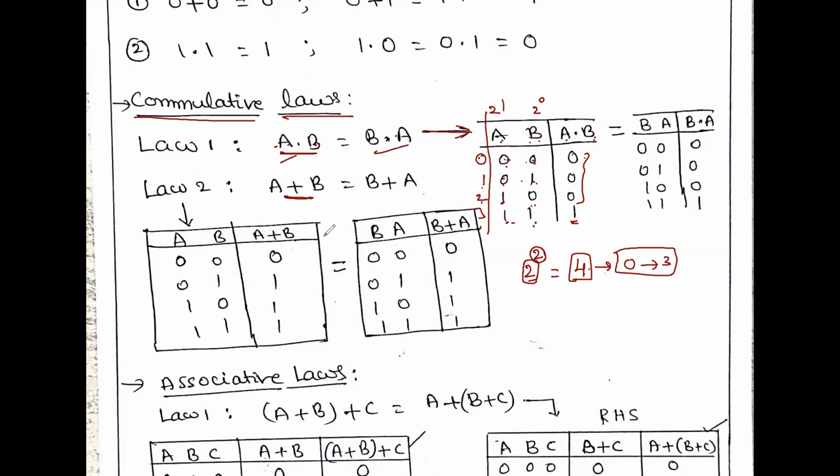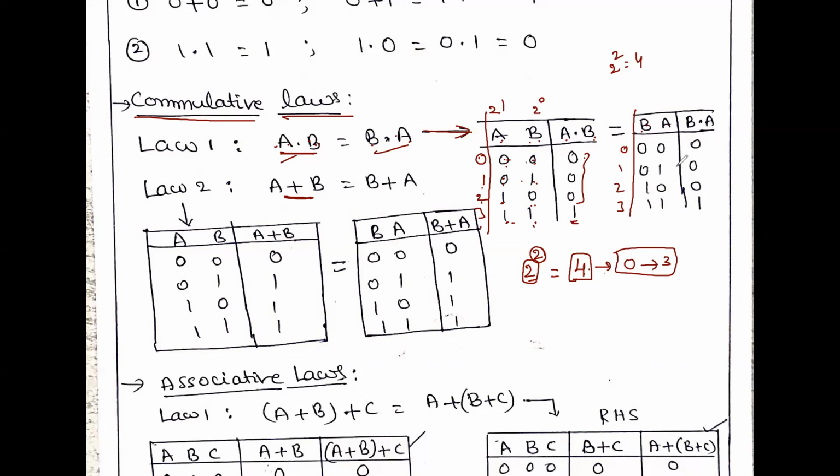Similarly, for the RHS part also we have to prepare. So B dot A means the first input is B, the second input is A. So we have to change the sequence of the order of variables. B and A are inputs. Again, the total number of inputs should be 2. So 2 power 2 combinations, again 4 from 0 to 3.